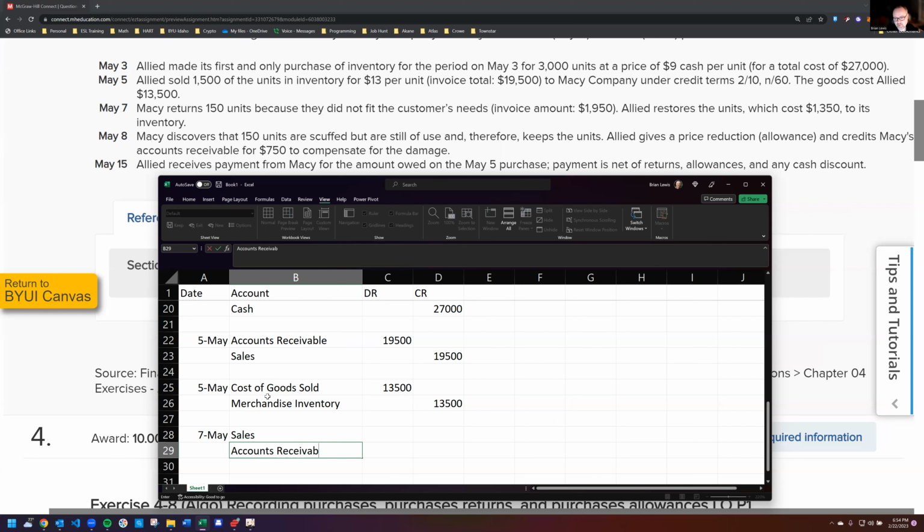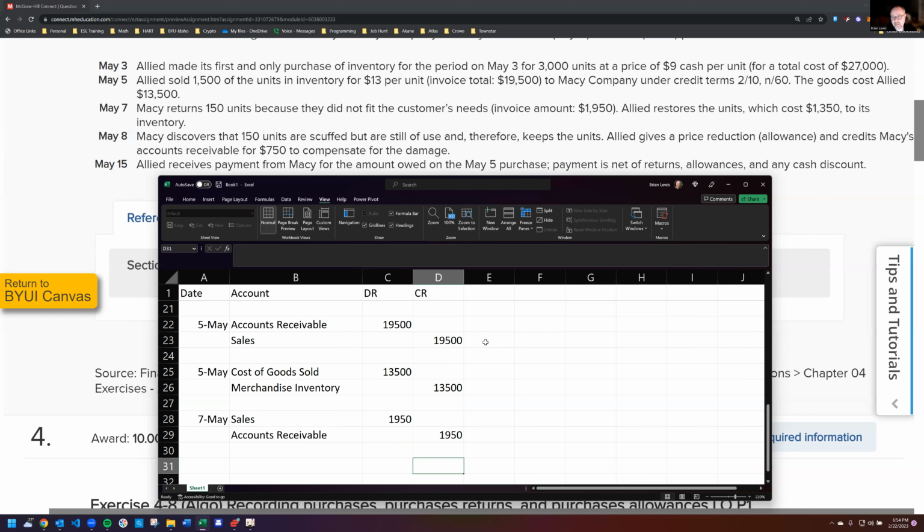Receivable. Okay. And we know what this is. So it's 150 units, invoiced amount 1950. Oops, 1950 and 1950 here. Okay. Now that's just the revenue side.